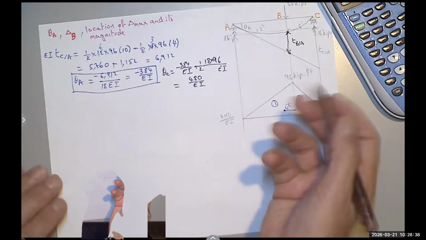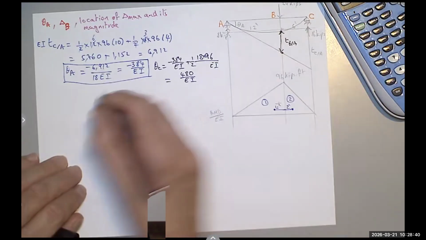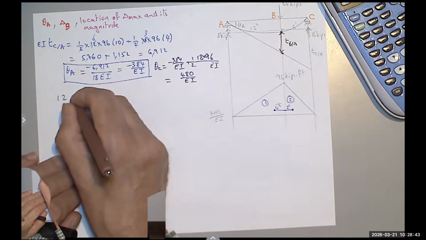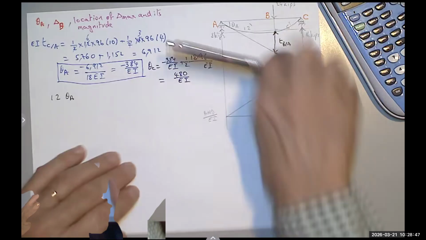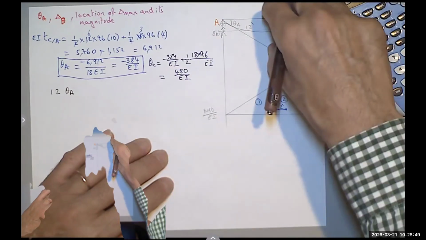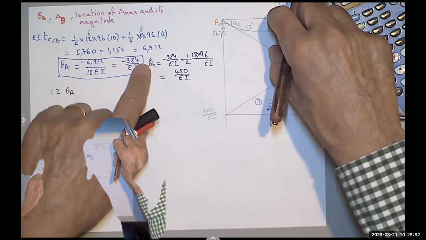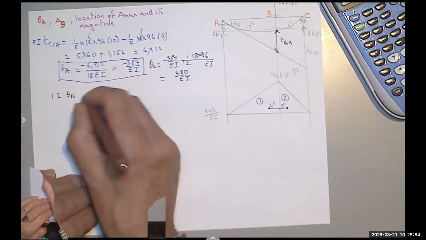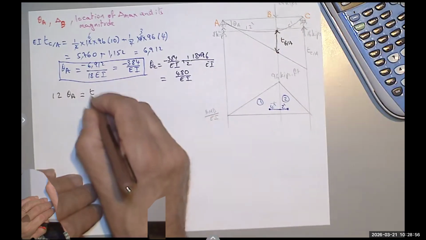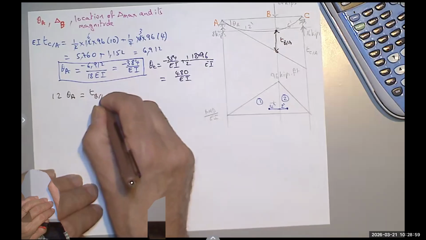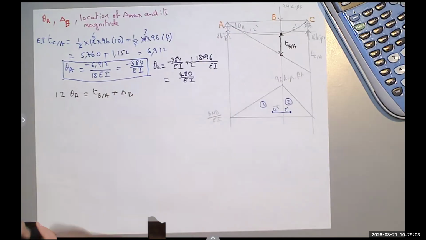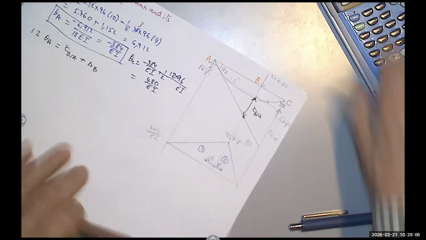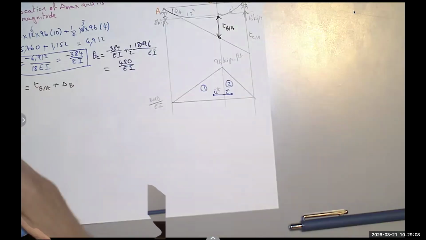So I can write a very simple equation. I can say 12 theta sub A. I don't care about the negative sign. All that matters is that distance is 12 times 384 over EI equals TB with respect to A, that I will calculate, plus delta B, which I'm looking for.